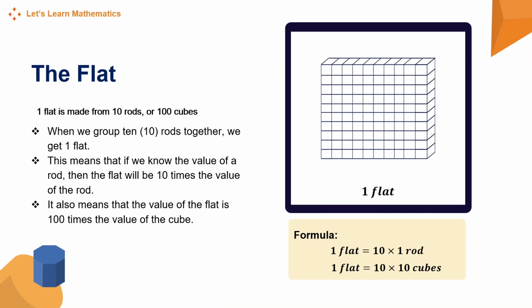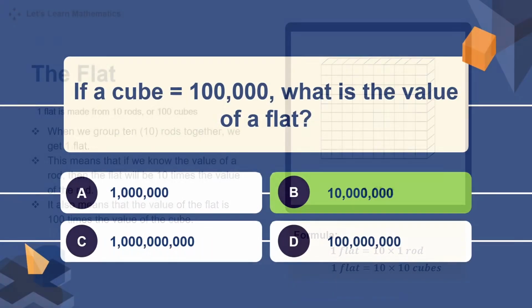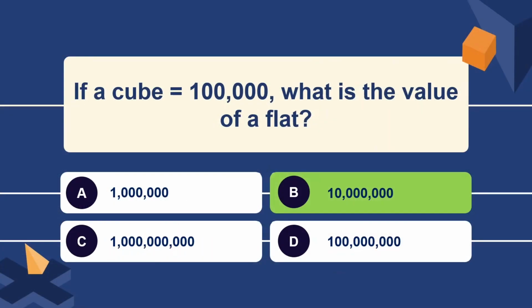As seen in the box for the formulas, 1 flat is the same as 10 times 1 rod, but 1 rod is the same as 10 cubes. So if we want a flat, it means the flat is the same as 10 times 10 cubes. That is 100 cubes. So let's see in this example, if a cube is 100,000, what is the value of a flat?